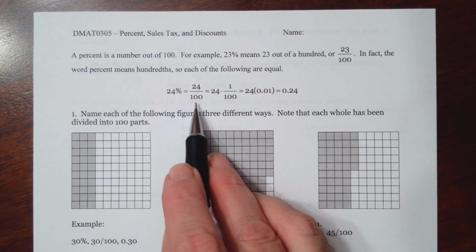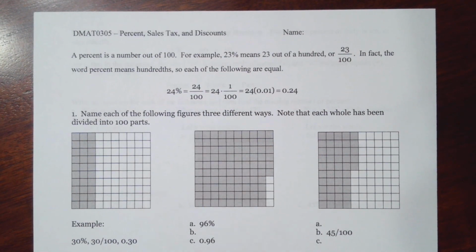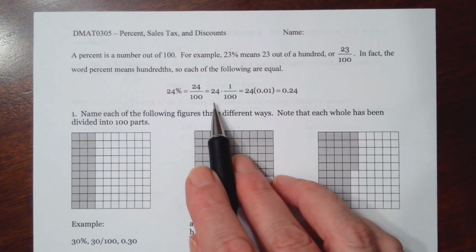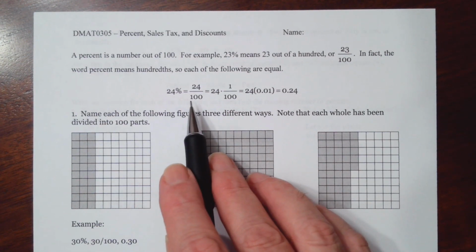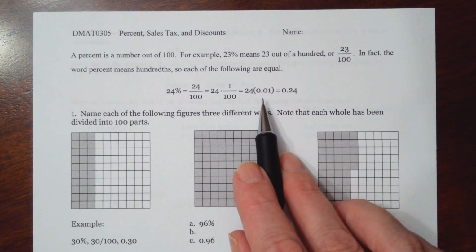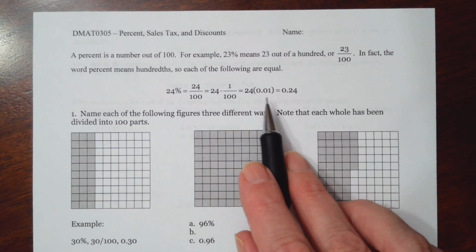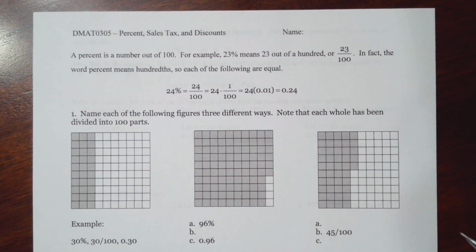24% is equal to 24 hundredths. Remember, percent is a number out of 100. We could write this as 24 times 100th. That would be 24 hundredths. And we can write 100th in decimal form. And when we multiply, we get 0.24 or 24 hundredths.